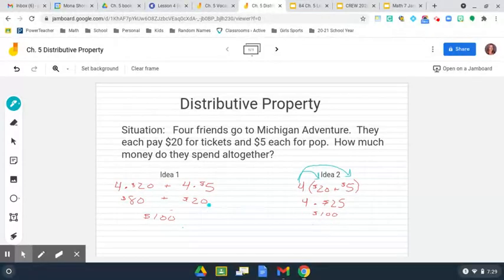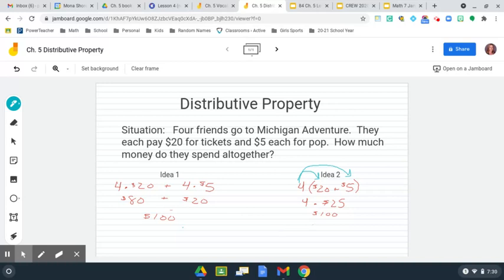And so they're set up 2 different ways. The thought process might be 2 different ways, but in math, there's lots of different ways you can solve problems. In this case, you're looking at an example of distributive property.